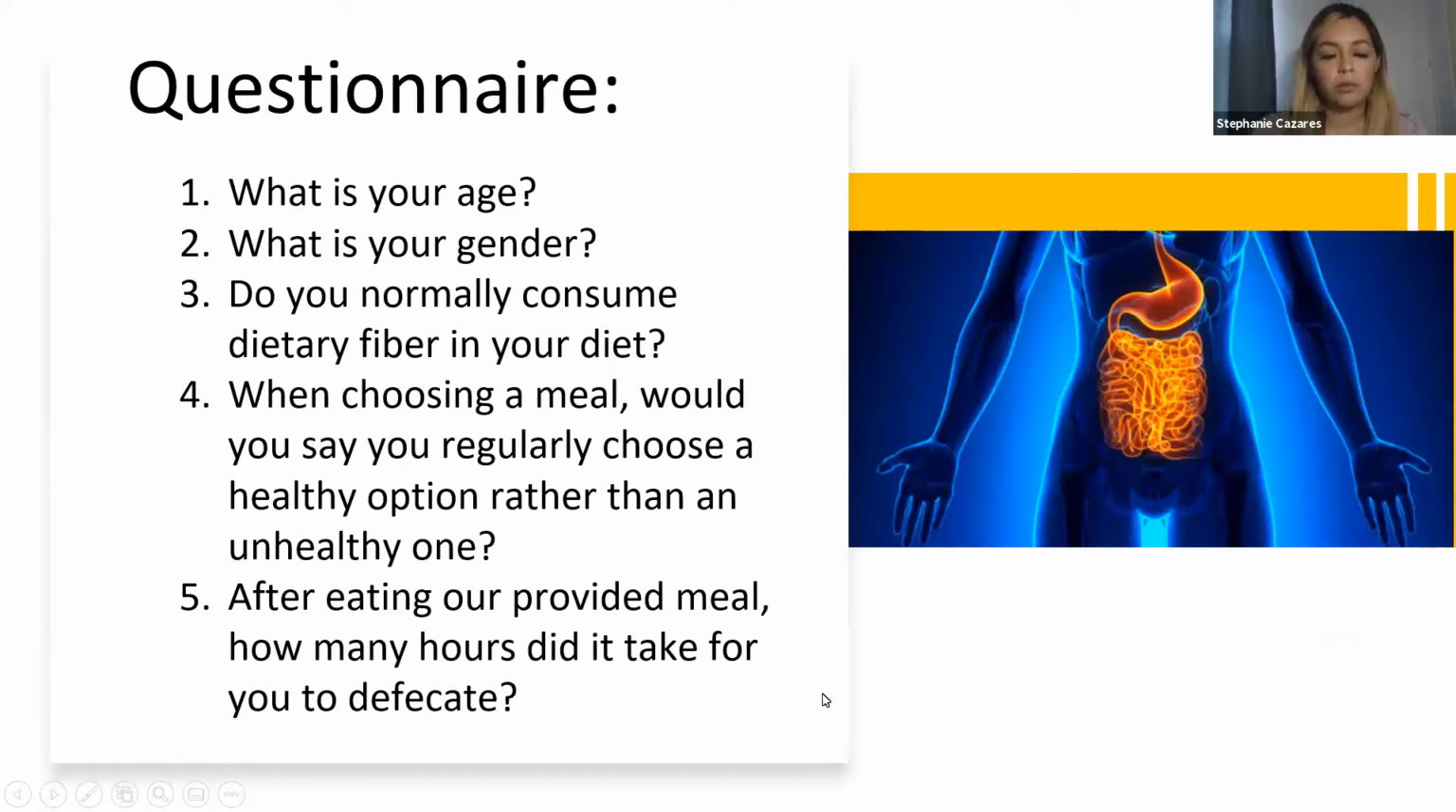Here's our questionnaire. We'll be asking the following questions. What is your age? What is your gender? Do you normally consume dietary fiber in your diet? When choosing a meal, would you say you regularly choose a healthy option rather than an unhealthy one? After eating a provided meal, how many hours did it take for you to defecate?